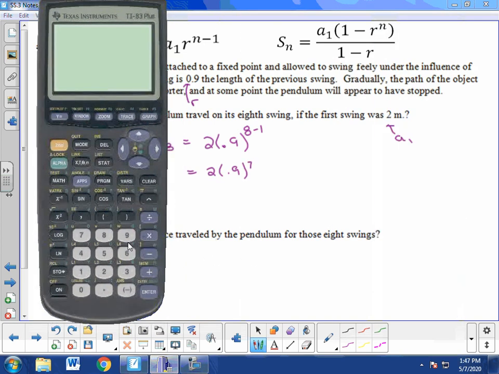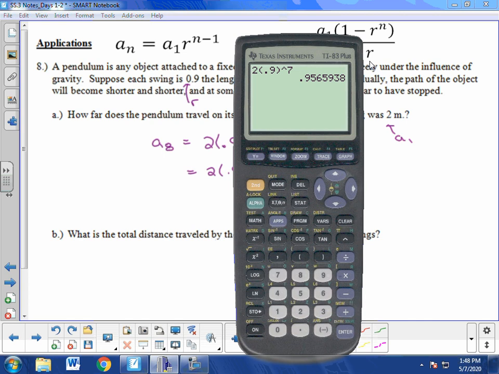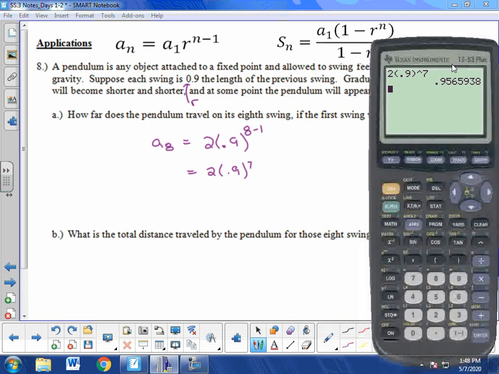And so if we need to round here, we can. It doesn't tell us to round, but in word problems, we're generally going to round instead of putting them into fractions. Gives us a better sense of what that value means if we're not going to use it again. And so on the eighth swing, if we calculate this out, it's going to travel approximately, let's round to 2 decimals, 0.96 meters on the eighth swing.